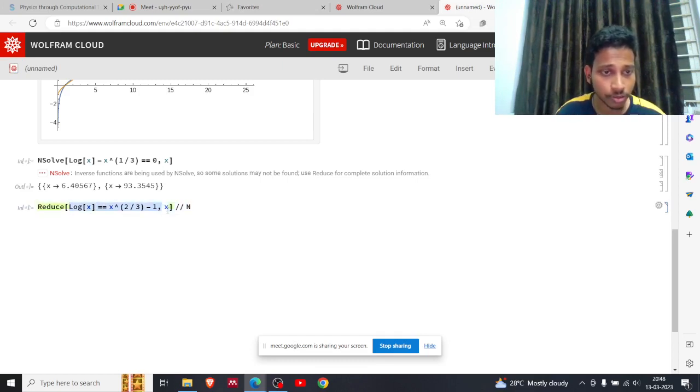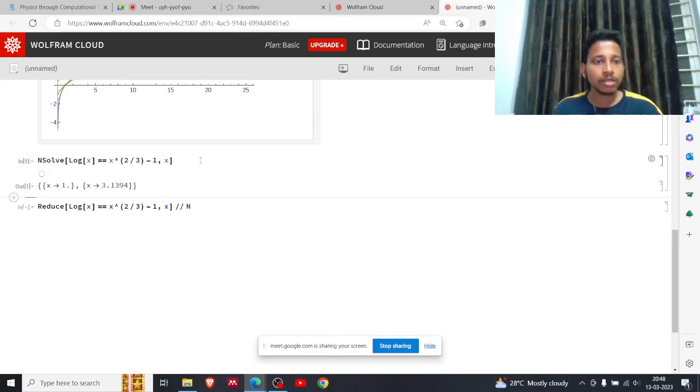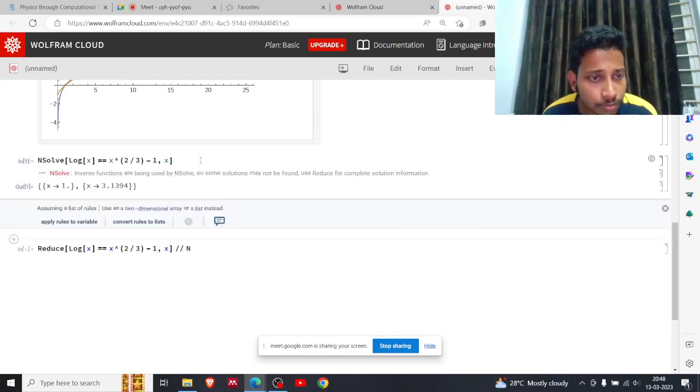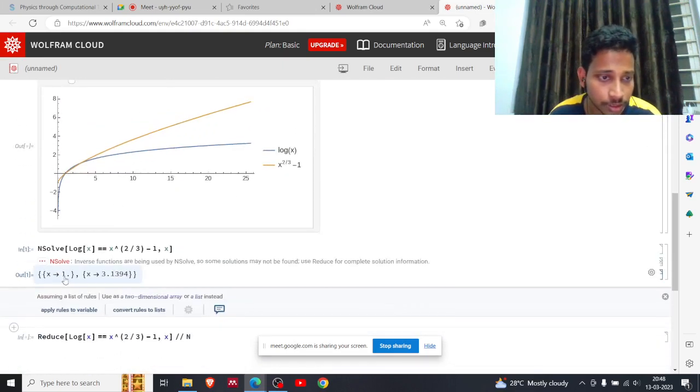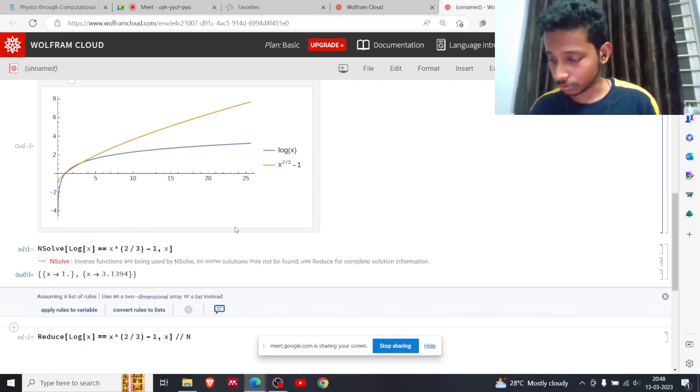Looks like it's taking longer than expected. Yeah, so these are the two solutions for this particular equation, that is x equal to 1 and x equal to 3.139. This is how you solve it and find the root.